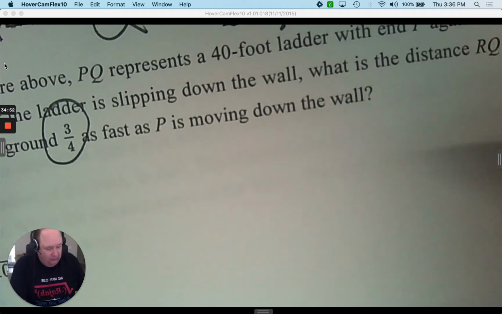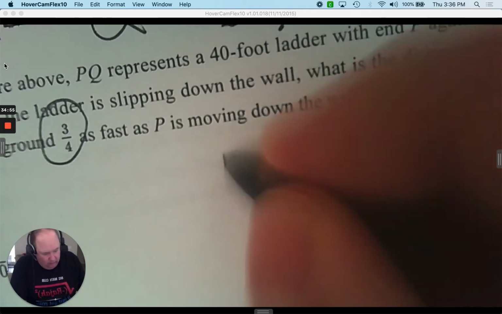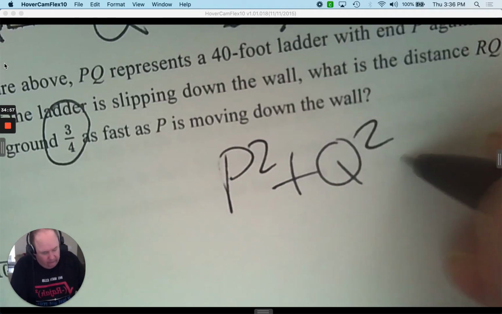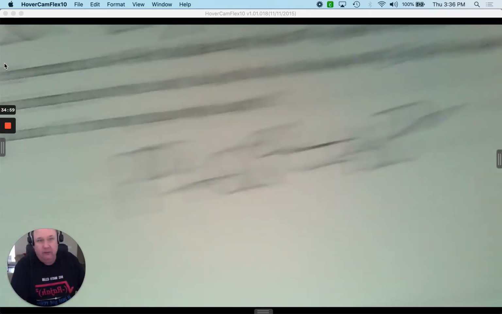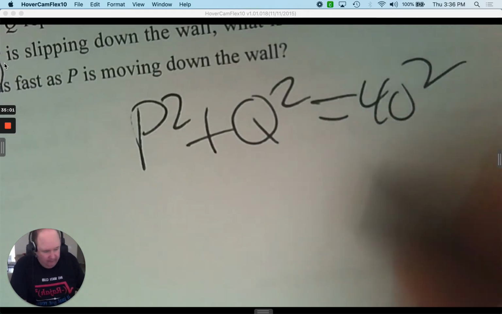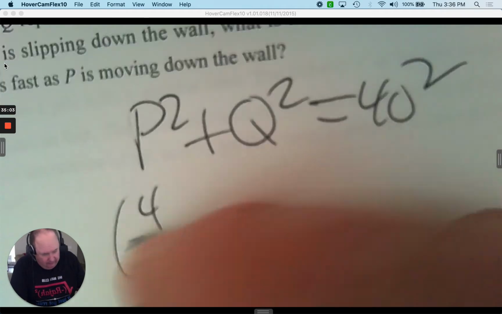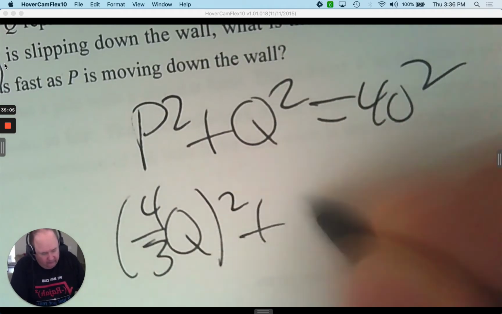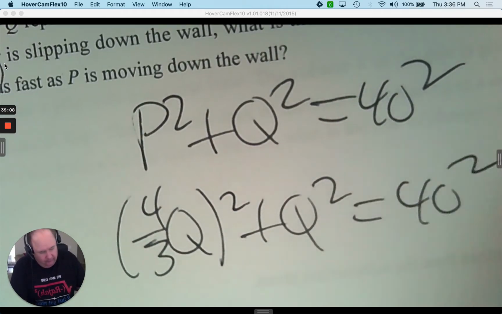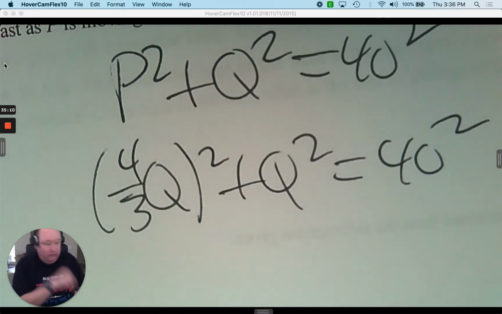So here I'm going to do the Pythagorean theorem. So it would be P squared plus Q squared equals 40 squared, right? It would be that. But I'm going to take out the P and put in 4/3 Q squared. And this is the equation I'm going to solve. And at that point, what Q equals is the answer.